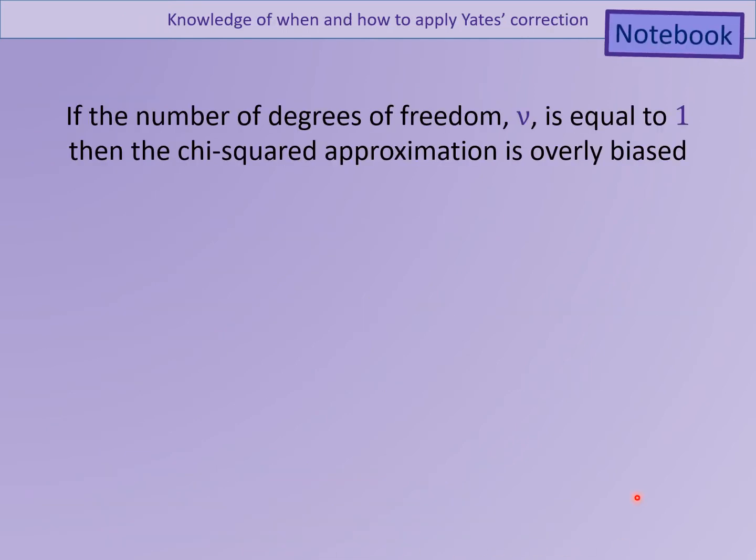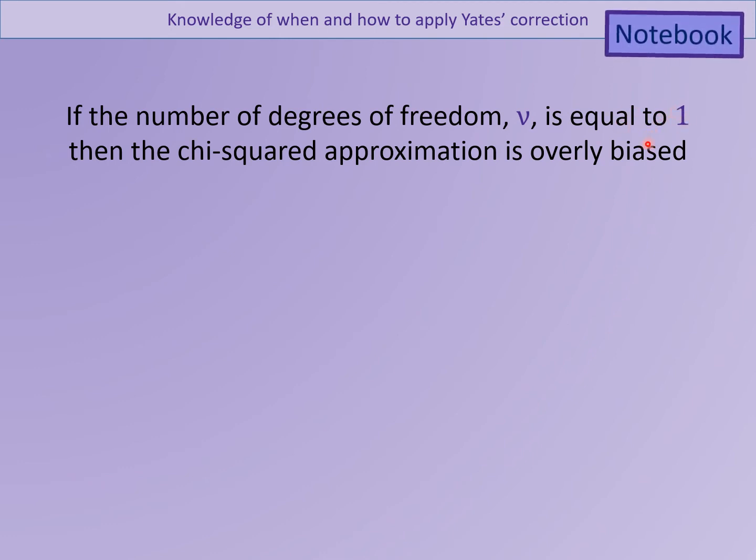Okay, so I'd like you to grab your notebooks out, because that was a revision from last year, but now we're going to look at a slight amendment to when we have to run these chi-squared tests. If the number of degrees of freedom is equal to 1, then the chi-squared approximation is overly biased. What that means is that you end up with a very biased situation if you have a very low degree of freedom. In fact, if it's just 1.